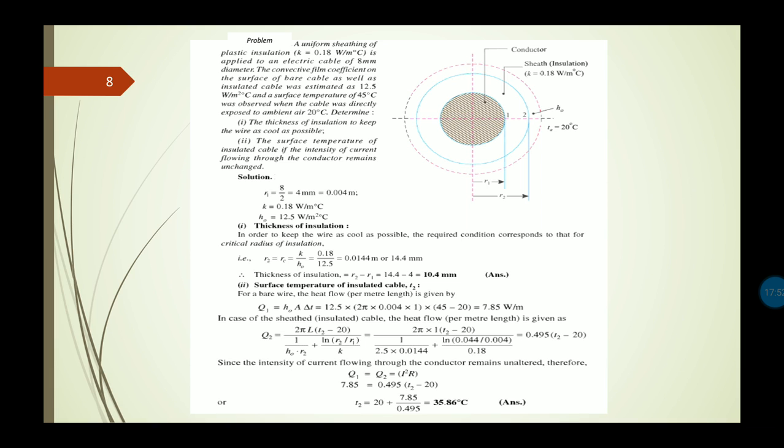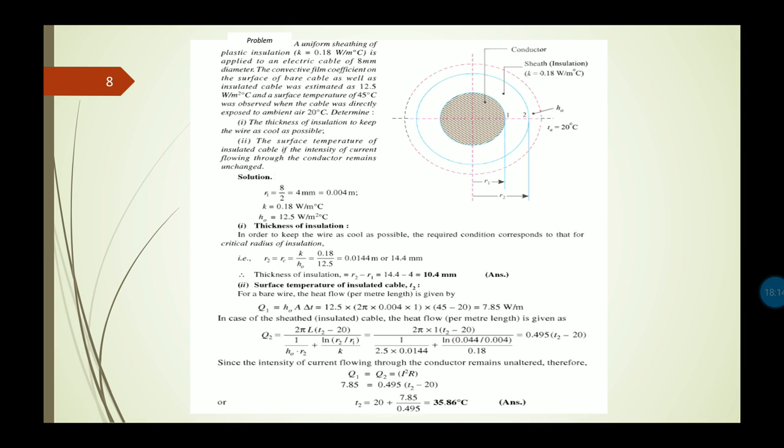So here first we need to find the thickness of the insulation, and the thickness of the insulation we need to find to keep the wire as cool as possible. Now to do that, the required condition corresponds to that. For critical radius of insulation, R2 equals RC, and the formula we have seen earlier, that is K by H.